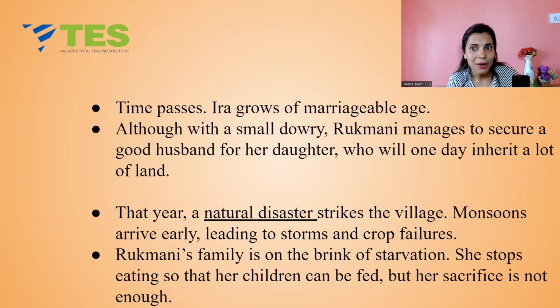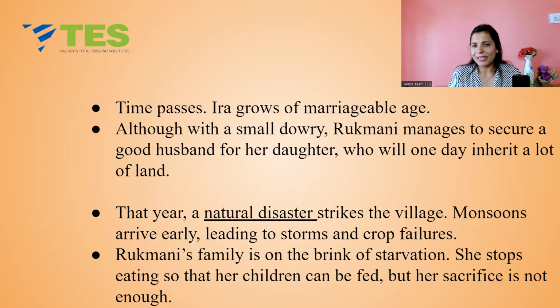Next. Time passes. What happens? Ira grows to marriageable age. You know it, Rukmani is not rich, right? But with a small dowry, Rukmani manages to secure a good husband for her daughter, who will one day inherit a lot of land. As I told you, kaisa dulha chahiye, who will inherit land or money. Ye sab, you know, this was the parents' insecurity then because the girls were not independent, right?